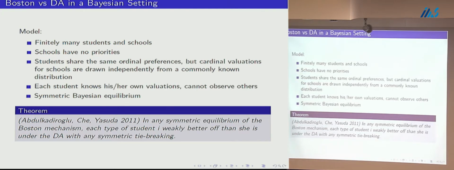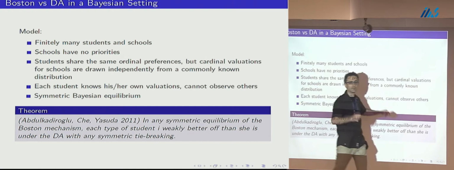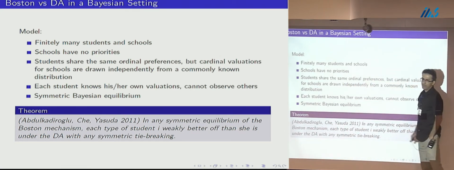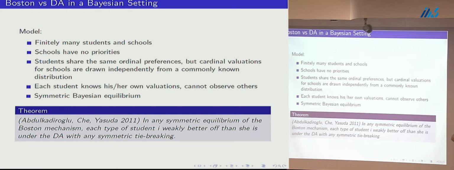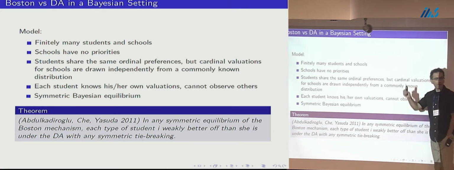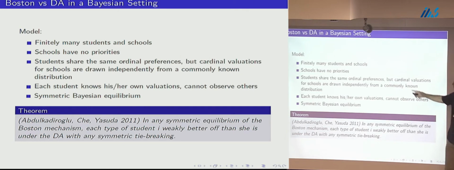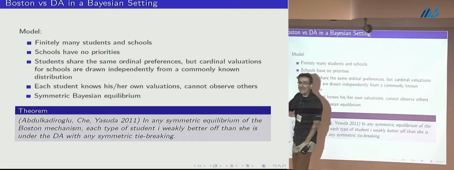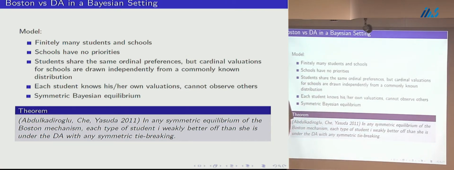Finitely many students and schools. Schools have no priorities. Students share the same ordinal preferences. That's why there's one good school that everybody likes, another one with a very good science education. Everyone likes that school as their second choice. But the cardinal evaluation of schools differs. Although I like school 1 most, maybe I don't like it as much as you do because it's a little bit farther away from my home. Let's assume that those cardinal evaluations are actually drawn independently from a commonly known distribution.